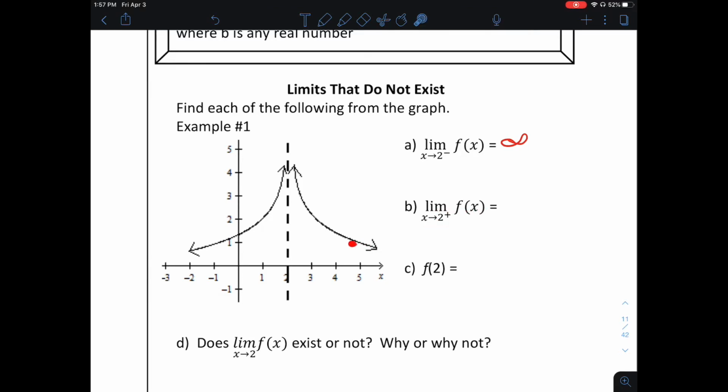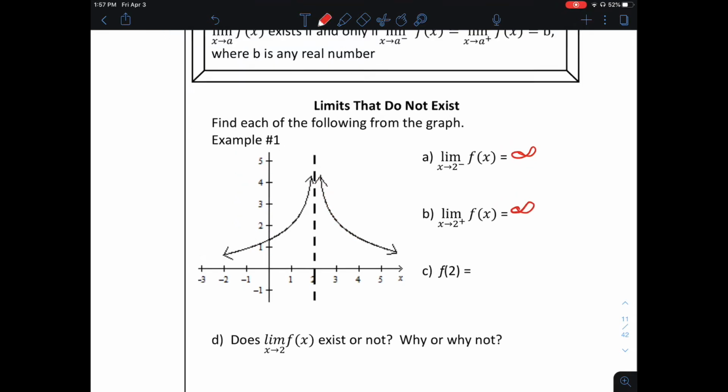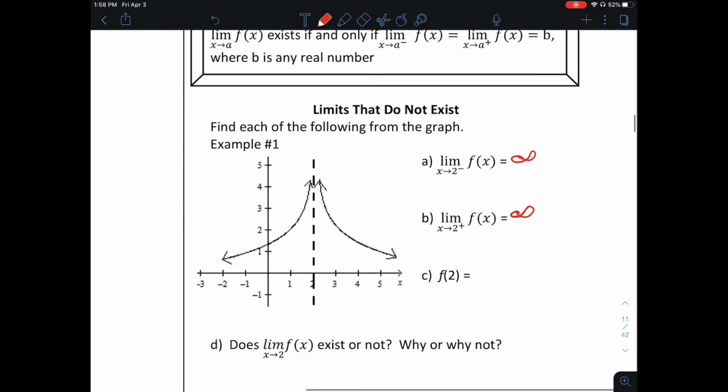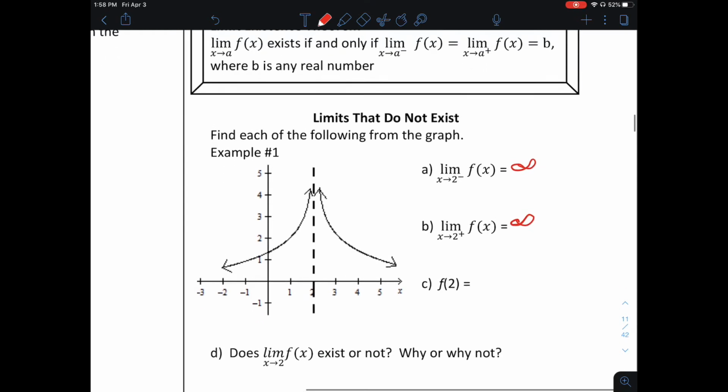What's the limit of f of x as x approaches 2 from the right? If you approach 2 from the right, it's also approaching infinity. According to the limit, well, we won't get into that yet. Sorry. What is f of 2? What's the y value when x is 2? There is no y value. It does not exist.